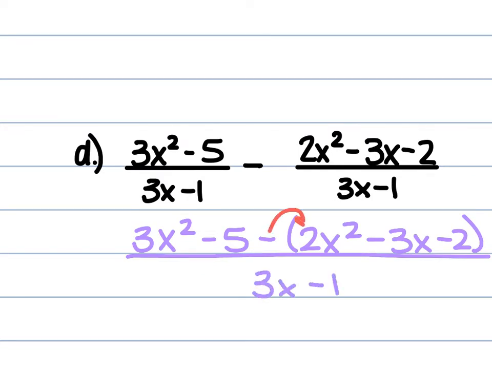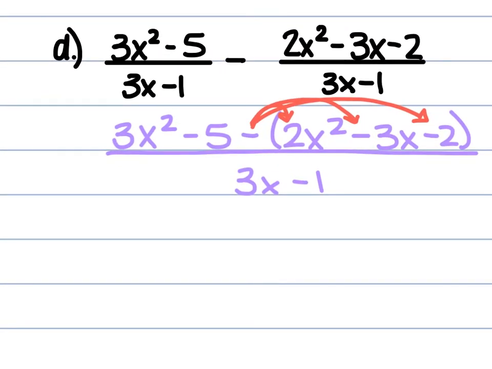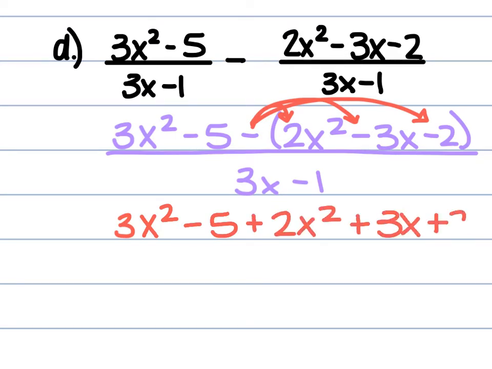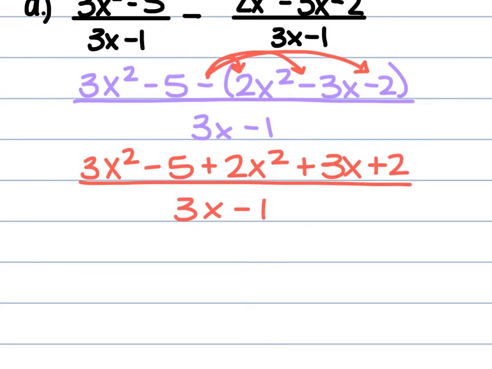So we're going to distribute that negative. The 2x squared is going to become negative, the 3x will become positive, and the negative 2 will become a positive 2. We're going to have 3x squared minus 5 plus 2x squared plus 3x plus 2 all over the 3x minus 1. So from here, we're just going to combine like terms.